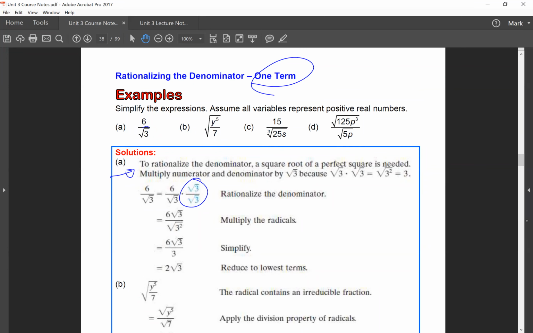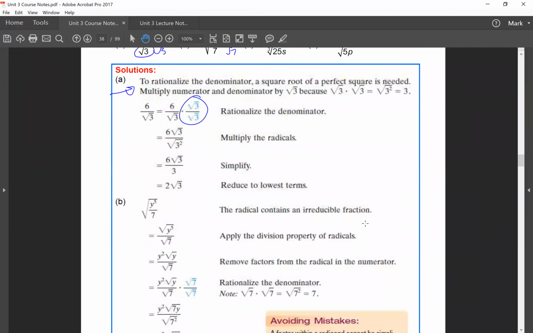So I'm going to multiply A by root 3 over root 3. For B, I'm going to multiply it by root 7 over root 7. And you'll kind of see how this works. It's a lot easier than it sounds. So in A, if I have 6 over root 3 and I multiply it by root 3 over root 3, that eliminates the square root or the radical in the denominator. So we want to remove the base? Yes, you want to remove the radical in the denominator.